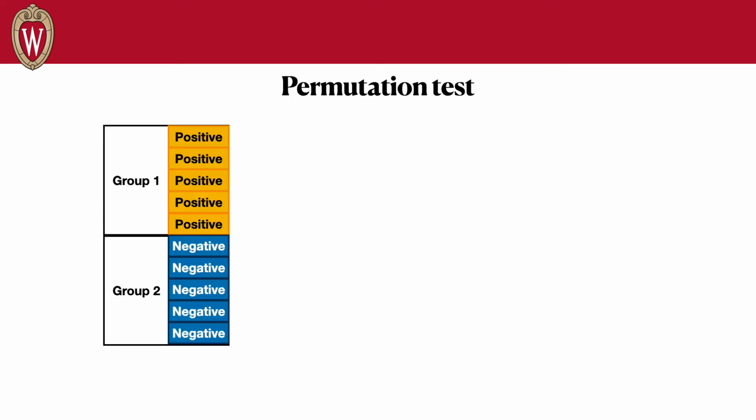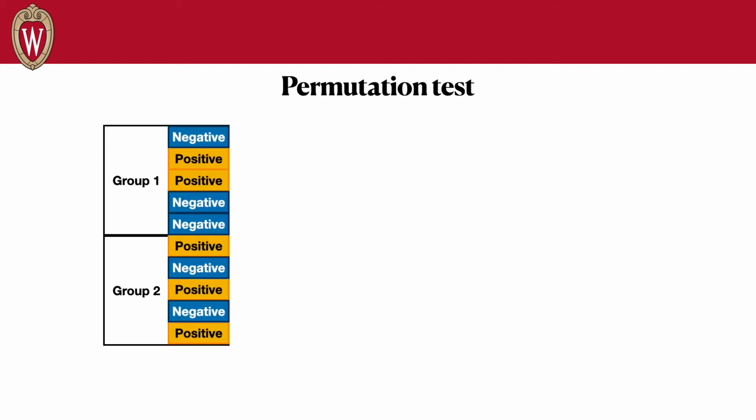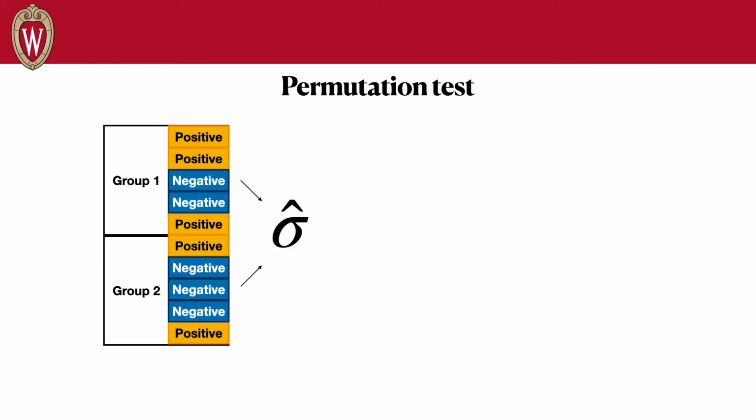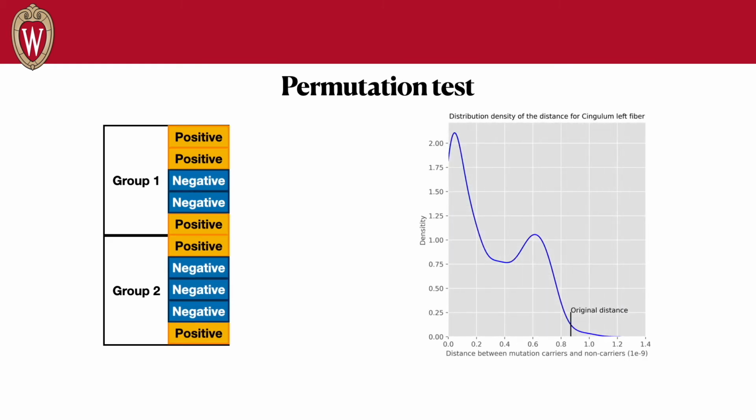We first train two models from the positive and negative groups and compute the original distance between two models as the representation of the difference between two groups. Then we shuffle the data and train another two models, and we shuffle again. By permutation test, we can have the distribution of the distance between models. If the original distance lies in the extreme side, we say that the fiber is statistically different between these two groups.